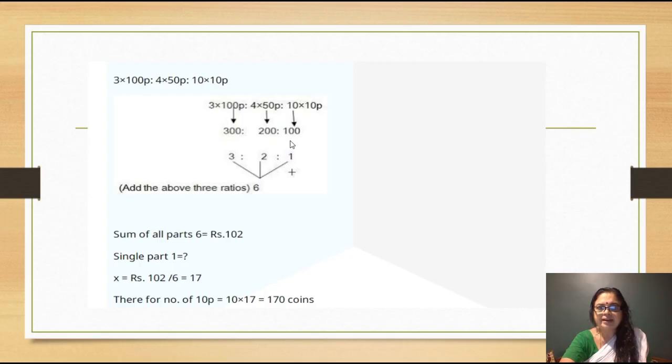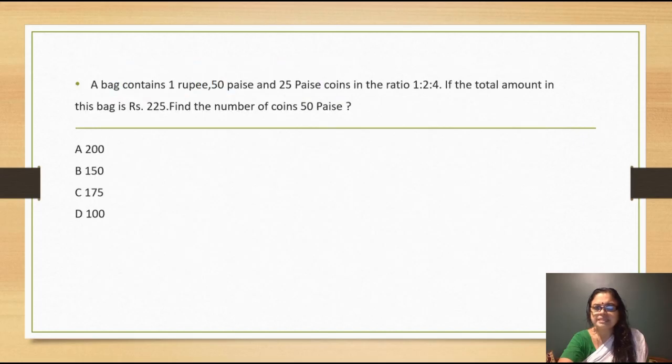So 300 is to 200 is to 100, which can be expressed as 3 is to 2 is to 1. So the sum of all the 6 parts will be equal to rupees 102. A single part x will be 102 by 6, which is rupees 17. You have to find out the number of 10 paise coins. So 10 into 17, which will be 170 coins. This is a simple one. The only thing is that we have to express the rupee in terms of paise.